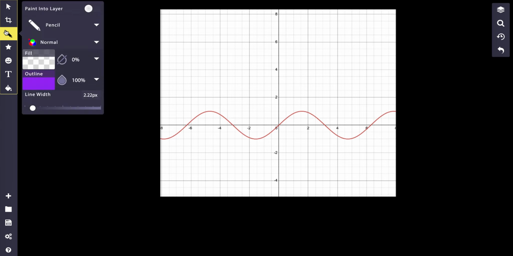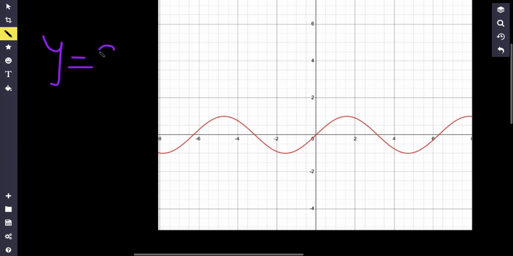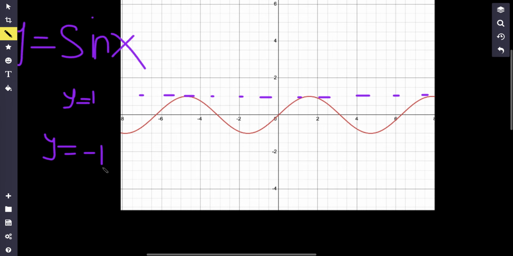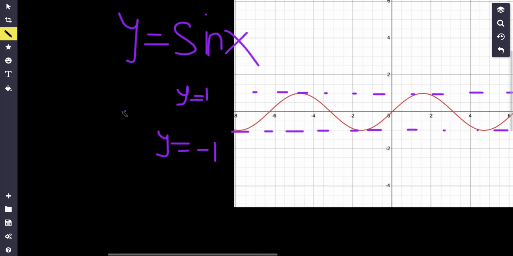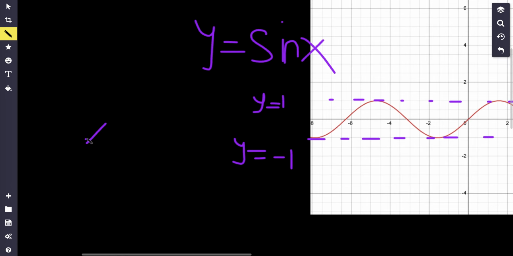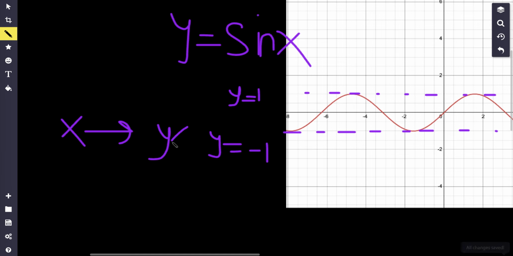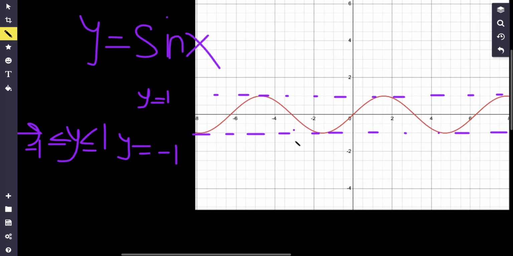Final thing about y equals sine of x is that this graph never crosses y equals 1 and y equals negative 1, right? All of the values of y equals sine of x are contained between these two lines. So any x value that you put into y equals sine of x, the y values are going to be between negative 1 and 1. So that's something important to know.